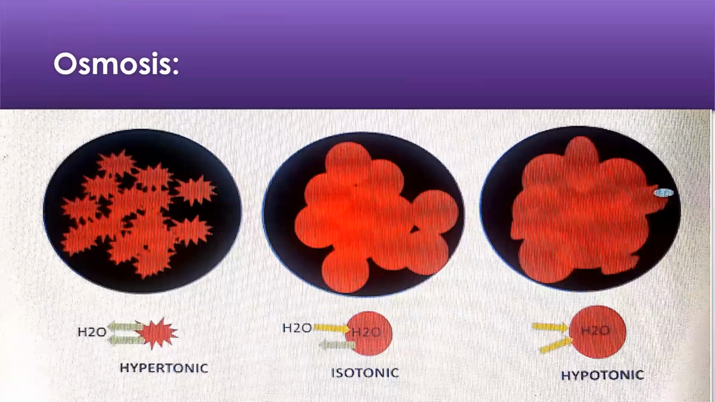Now, osmosis. The semi-permeable membrane has the ability to move water from lower salt concentration to higher salt concentration. Or we can say water moves from higher water concentration to lower water concentration. In other words, water moves from a region of higher water potential to a region of lower water potential.